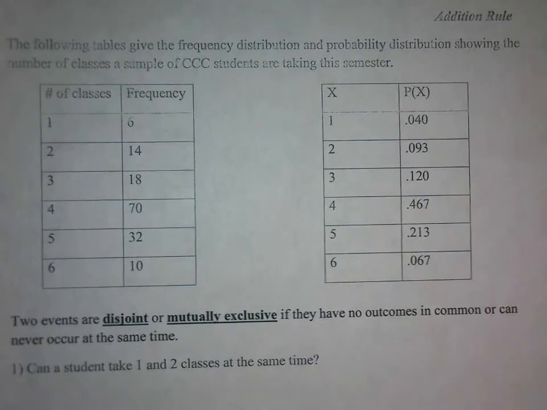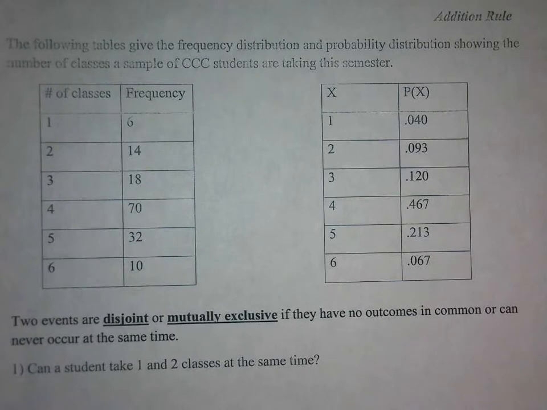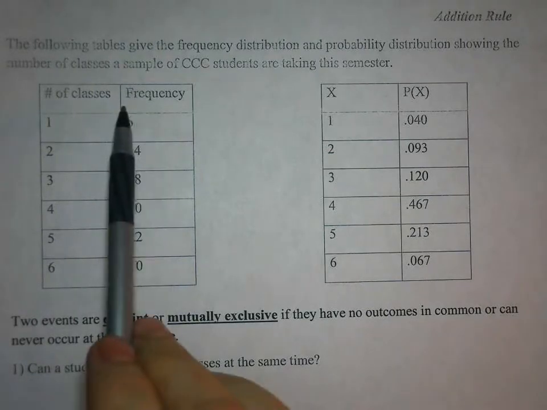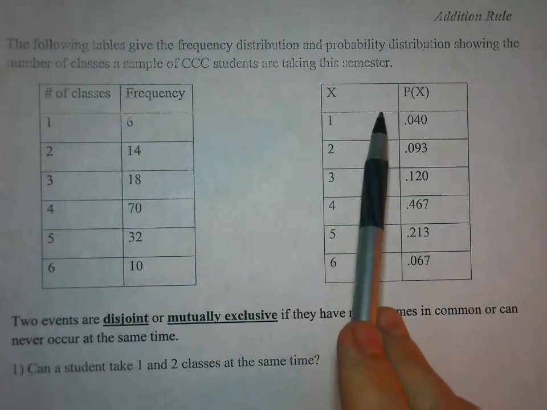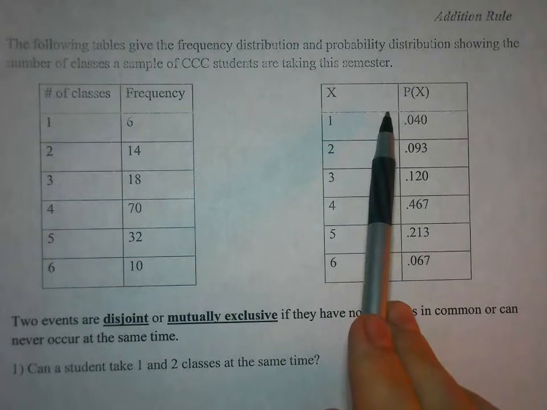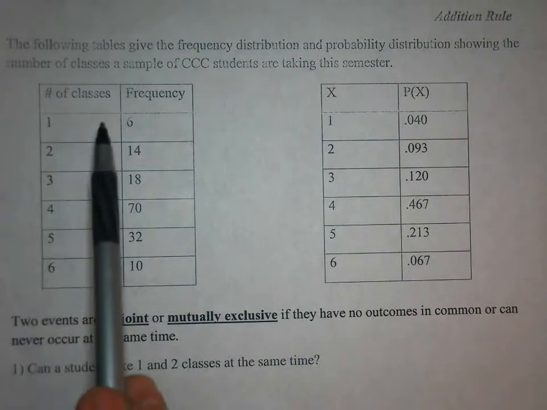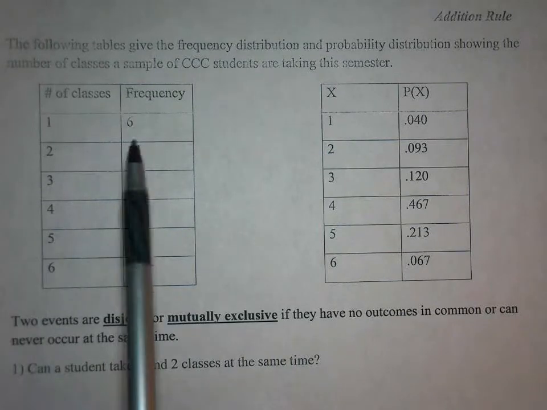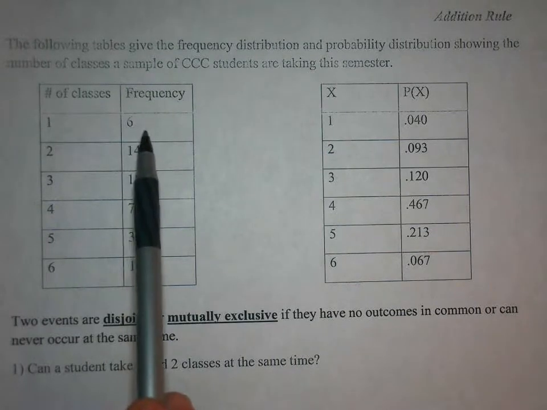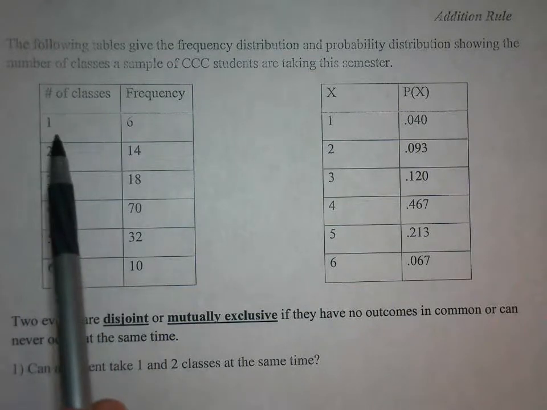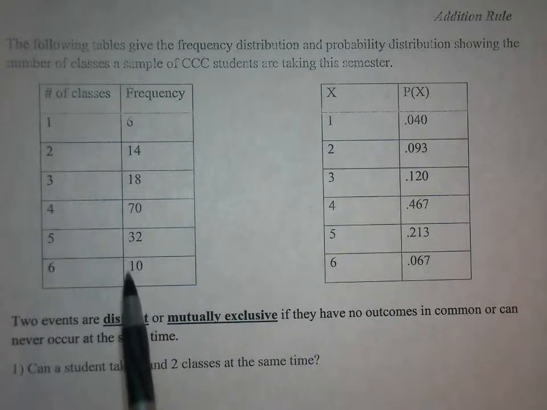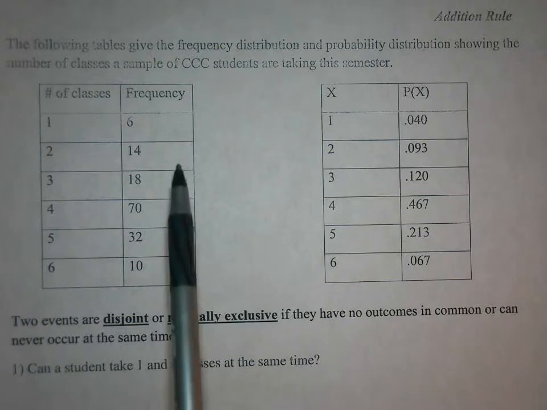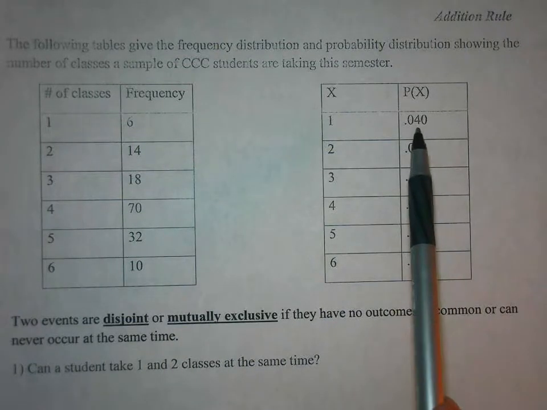Given the frequency distribution and probability distribution, showing the number of classes a sample of CCC students are taking this semester. So on the left-hand side, we have the frequency distribution, and on the right-hand side, the probability distribution. So the random variable x is just the number of classes a student is taking, 1 through 6. The frequency of 6 says that there were 6 students that said they're taking 1 class. When you add the frequencies up, you get 150. So 6 out of 150 gave us 0.04.